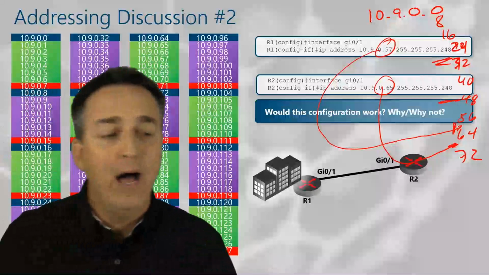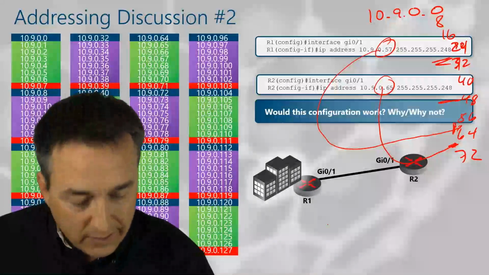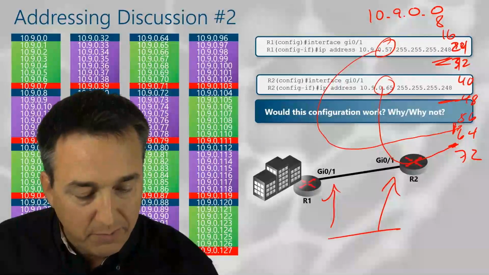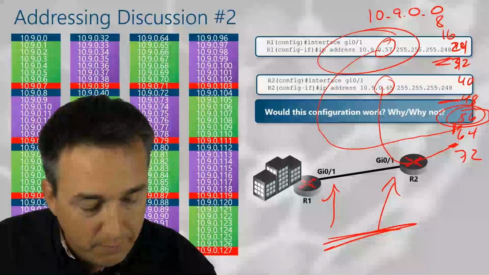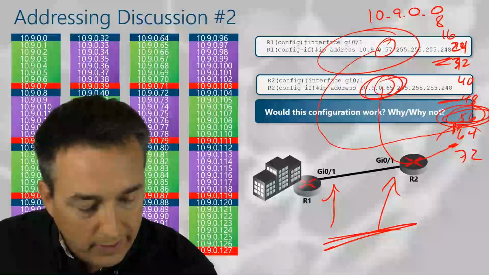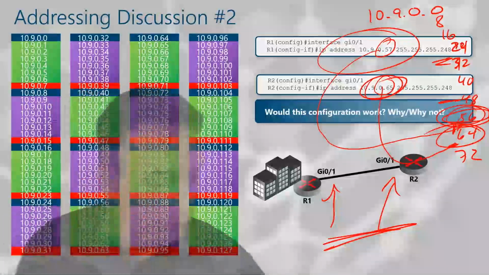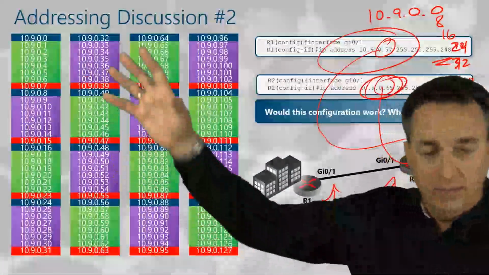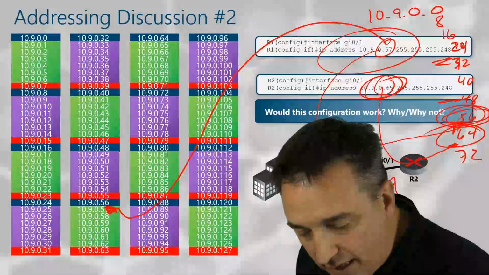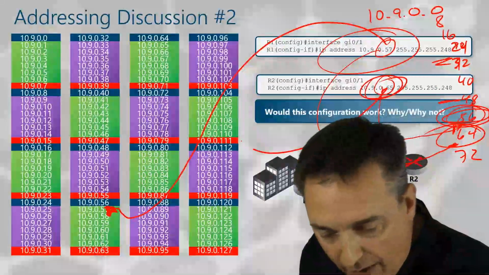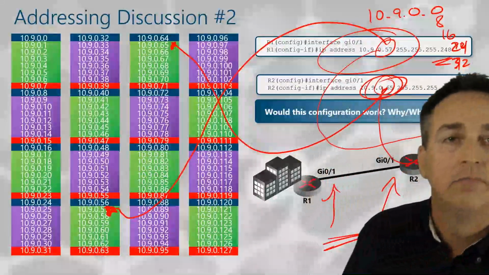So already we know what? We know this will not work. Why? Because this and this have to be in the same subnet. Are they in the same subnet? No. This one is in this subnet, and this one is in this subnet. So let's go over here and take a peek at the math that we're showing you, right? Where is 57? 57 is in this subnet, and 65 is in this subnet. There you go.